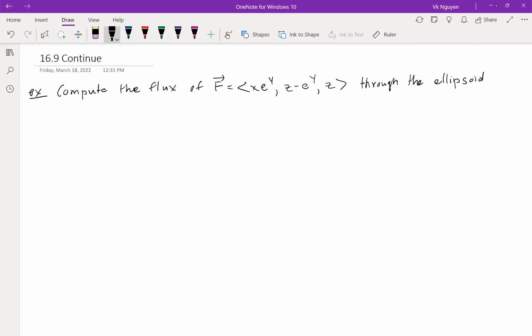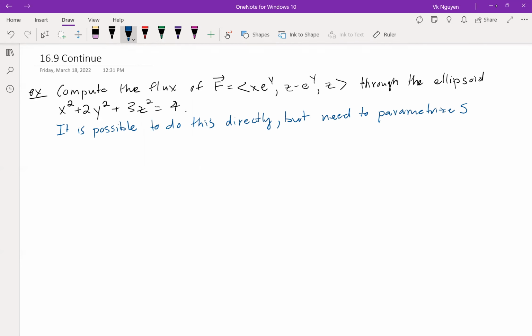Okay, here comes the ellipsoid. x squared plus 2y squared plus 3z squared equals 4. It is not a sphere, so you can do this one directly, but it's going to be crazy though. Well, this is an ellipsoid, so very similar to a sphere.